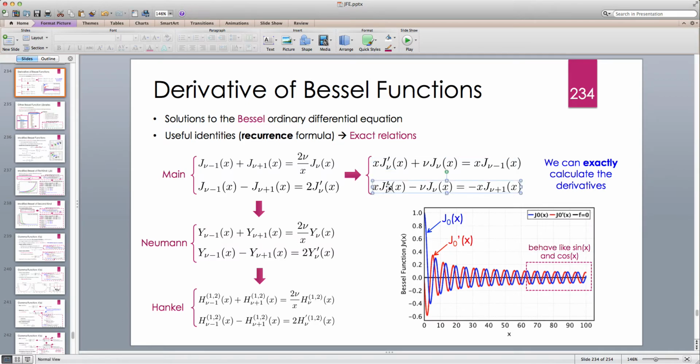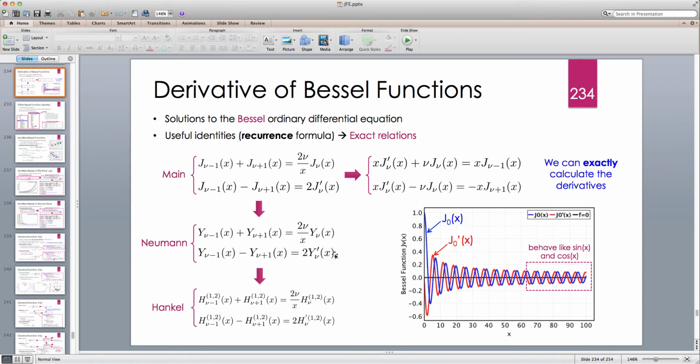And then x j nu prime minus nu j nu is minus x j nu plus 1, right? And again, the point here is that we can exactly calculate the derivative of the Bessel functions, because it's just evaluating two Bessel functions at nu minus 1 and nu plus 1 and taking the difference, right? Now, because y nu was defined based on j nu, these relations also are valid for y nu. We can show that. So in particular, y nu prime is 1/2 y nu minus 1 minus y nu plus 1, all right?